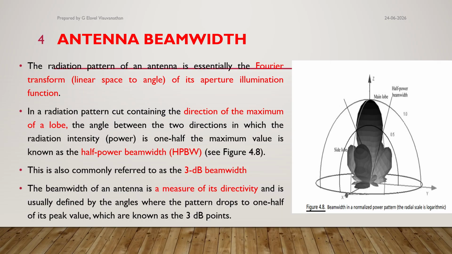The beamwidth of an antenna is a measure of its directivity and is usually defined by the angle where the pattern drops to one half of its peak value, which is known as the 3 dB point. So the beamwidth of an antenna measures the directivity and defines the angle where the pattern drops in power from its peak value, which is known as the 3 dB point.